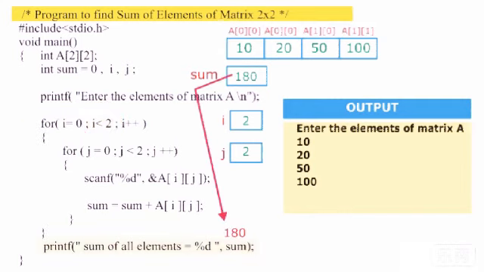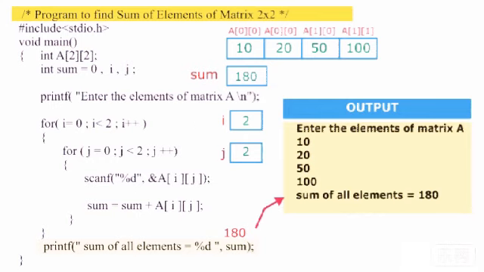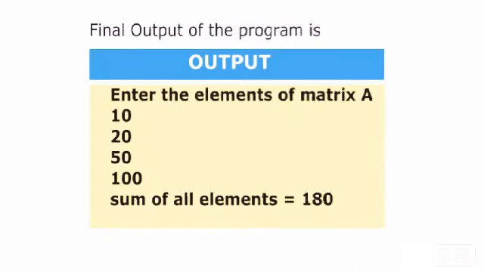Now we are printing the message. Sum of all elements is equal to the value of sum, that is 180. The final output of the program should be: enter the elements of matrix A, 10, 20, 50, 100. Sum of all elements equal to 180.